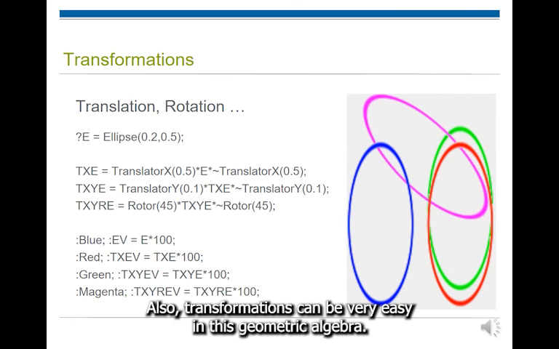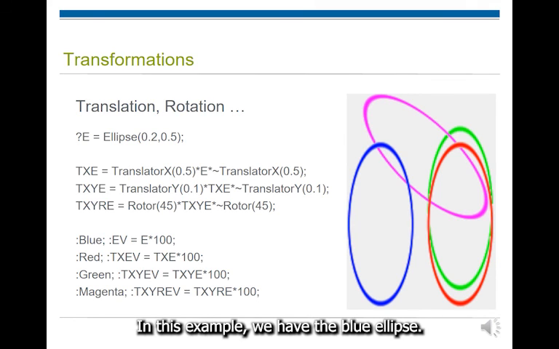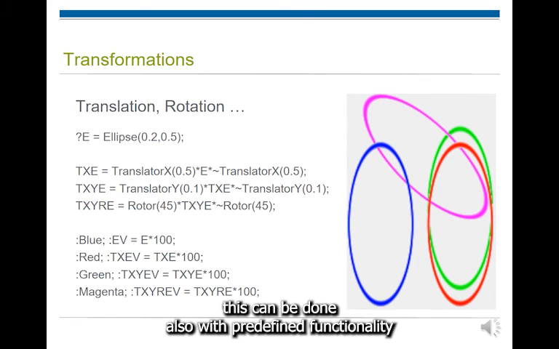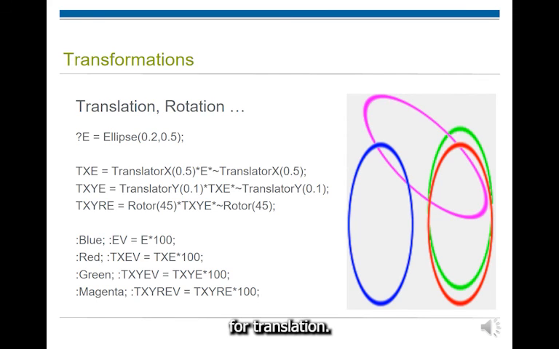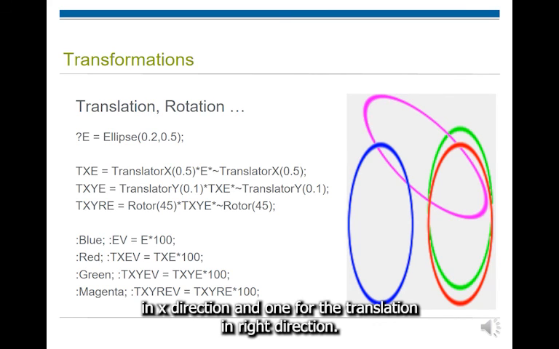Also, transformations can be handled very easily in this geometric algebra. In this example, we have the blue ellipse. It is defined based on the two semi-axes 0.2 and 0.5, and we would like to translate and rotate this ellipse. This can be done also with predefined functionality. For translations, for instance, we have a function for the translation in x direction and one for the translation in y direction.